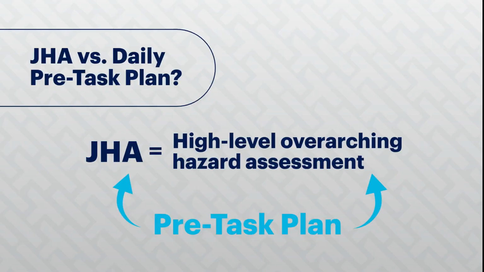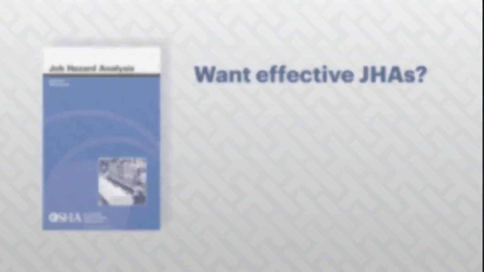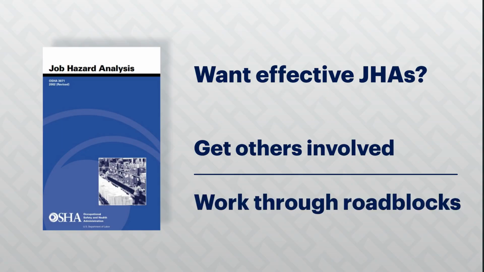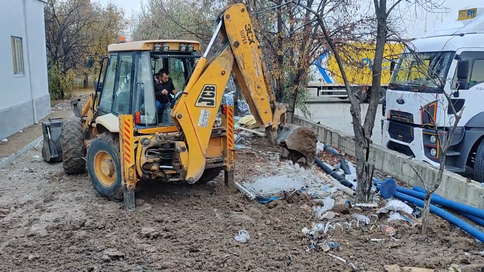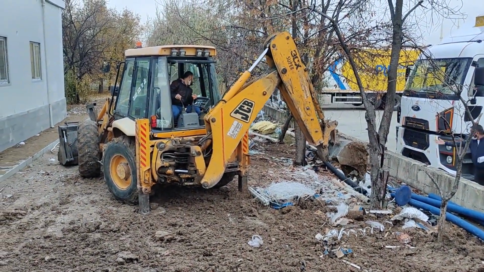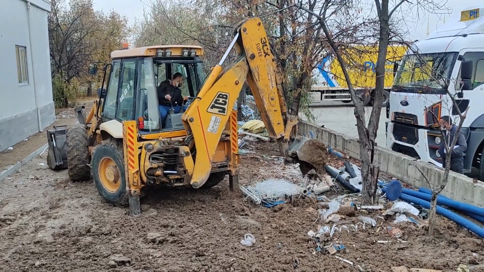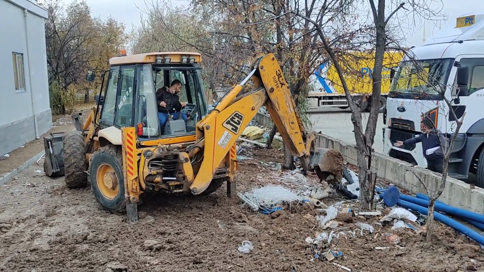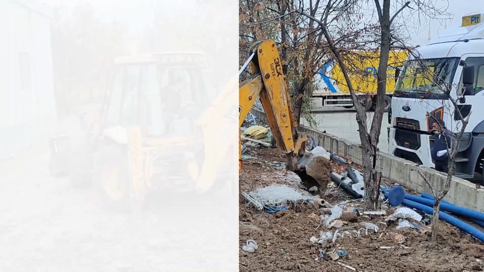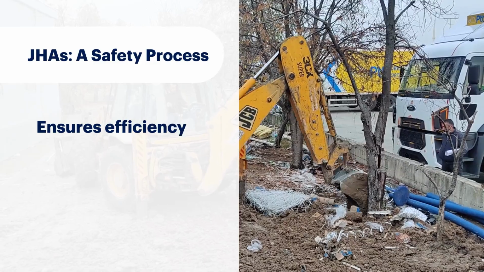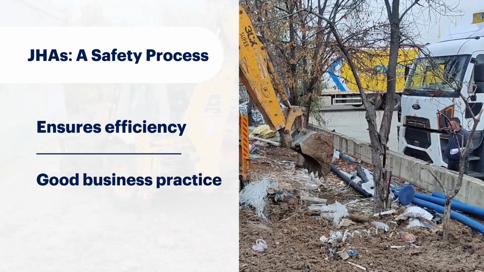So the JHA is done well before any boots hit the ground. If you want to be effective, this is where you bring in your team and get others involved to help forecast and effectively work through any roadblocks that would otherwise impact the work from being completed safely. For example, a backhoe operator left with the choice of waiting a day until the hydrovac can be on site, or choosing to scrape away near a utility line because this hadn't been planned or communicated in advance. So while this is typically thought of as a safety process only, it also will help ensure your teams are efficient and generally a good business practice.